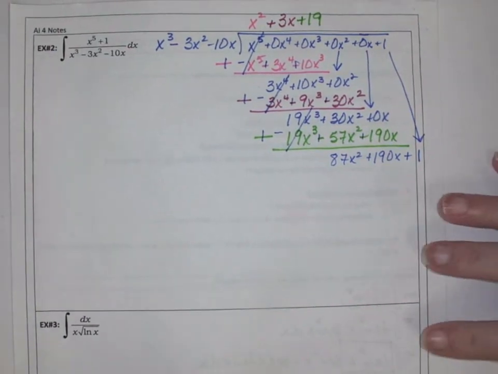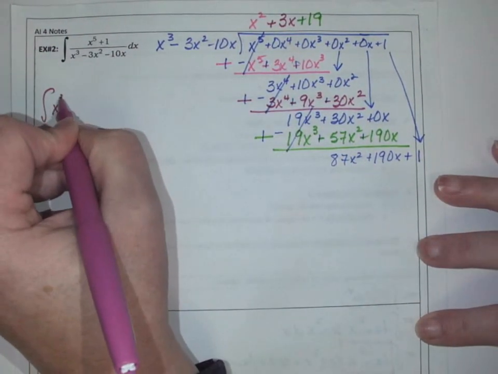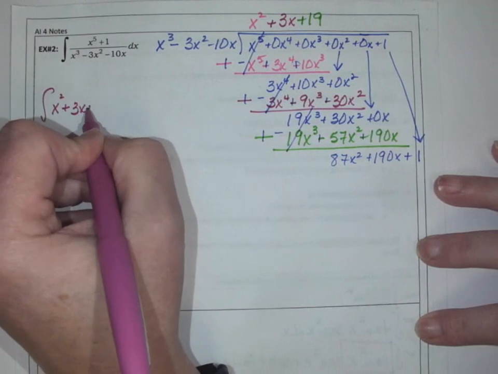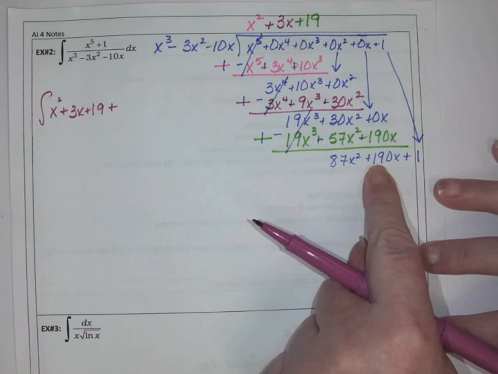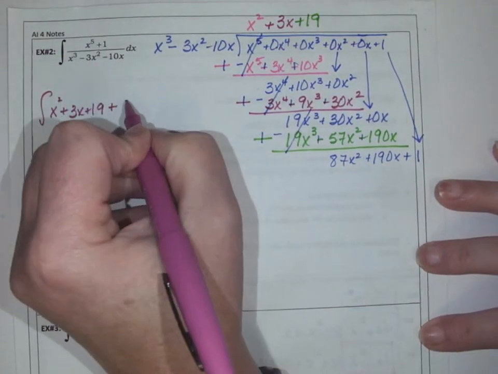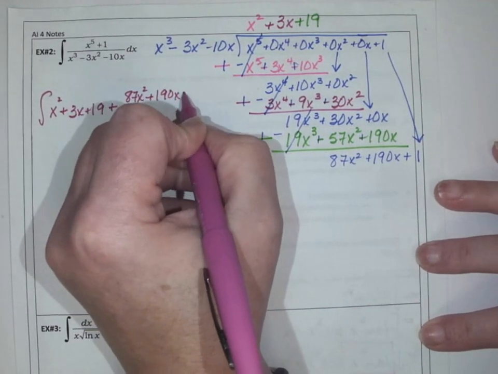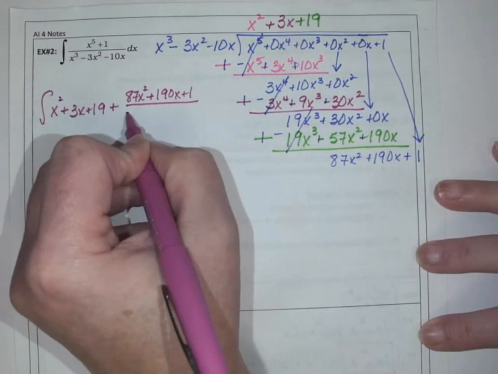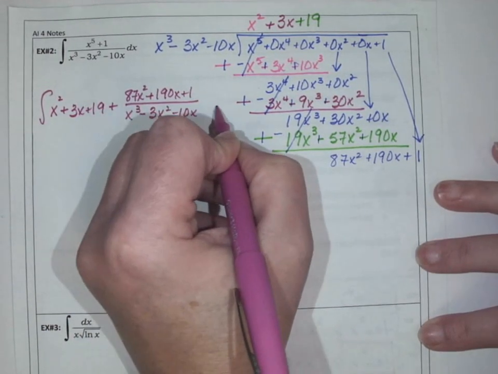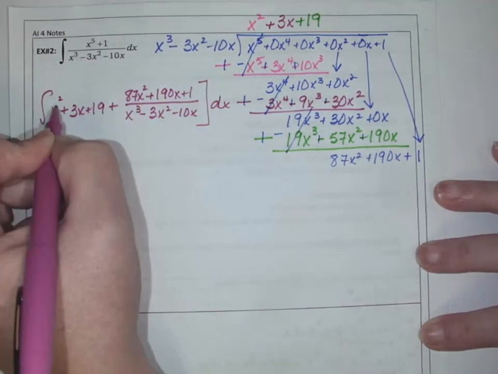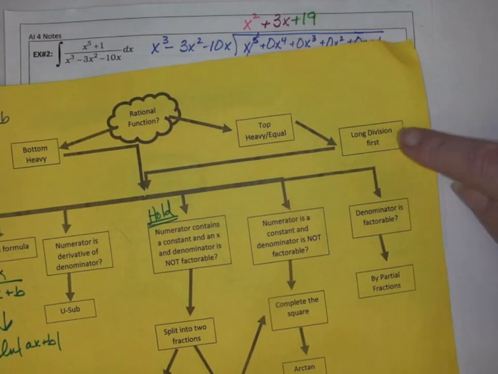So now I'm going to turn my integral into the quotient, which is this guy right here, x squared plus 3x plus 19, plus, now I'm going to put my remainder over my original denominator. So it'll be 87x squared plus 190x plus 1 over x cubed minus 3x squared minus 10x, dx. Okay, so according to our sheet, we have now done long division.